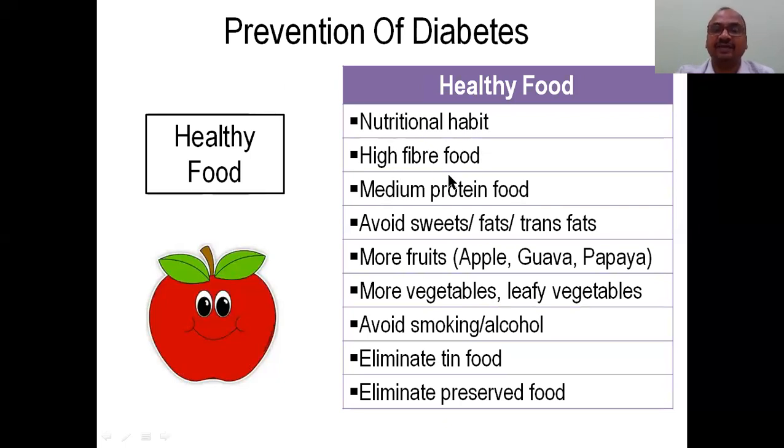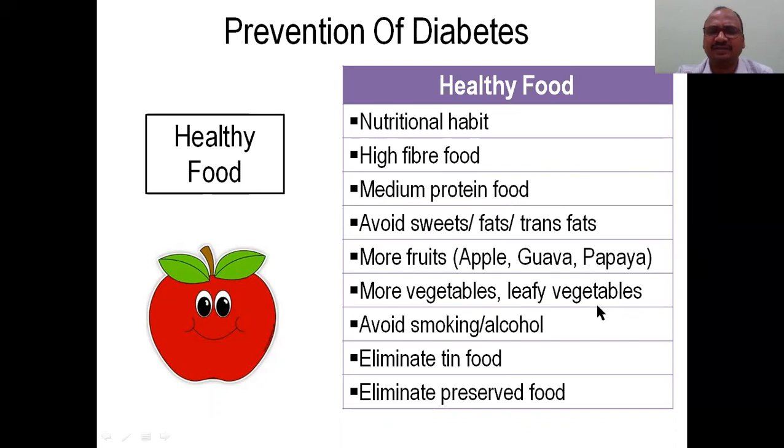Healthy food, nutritional habits. You have to take high fiber food. Fiber food should be high. Medium protein food. You have to avoid sweets, fats, trans fats, carbohydrates. More fruits, but not the sweet fruits: apple, guava, papaya. These three are very, very important, especially for sugar patients. Don't take any other fruits. These are the top three for sugar. Apple is always number one.